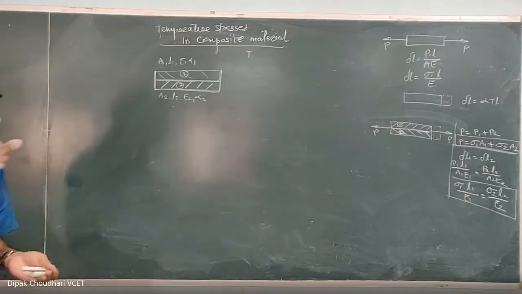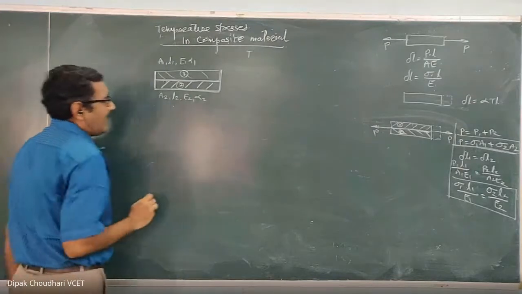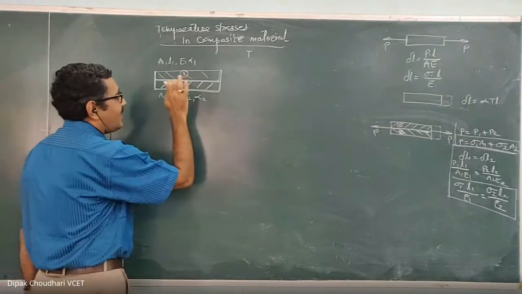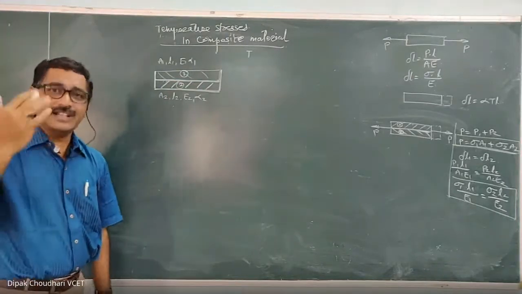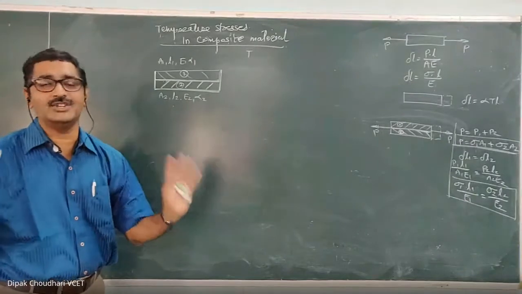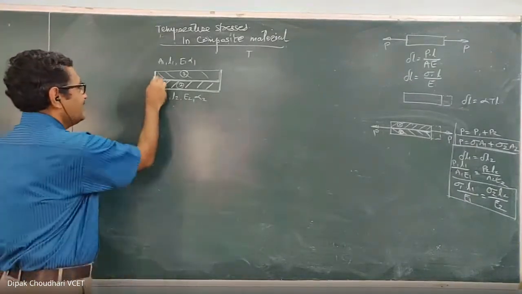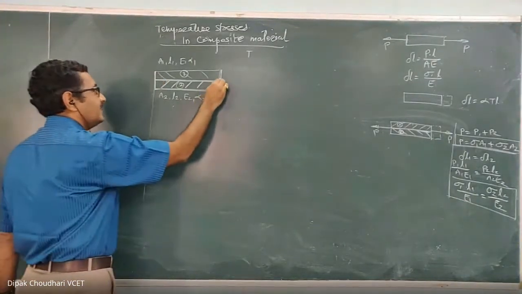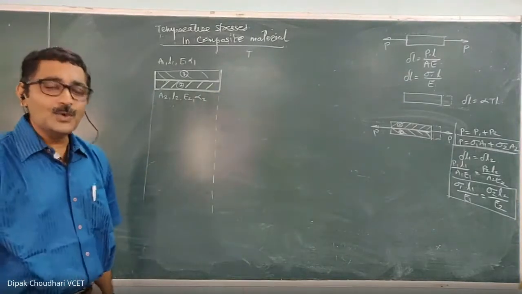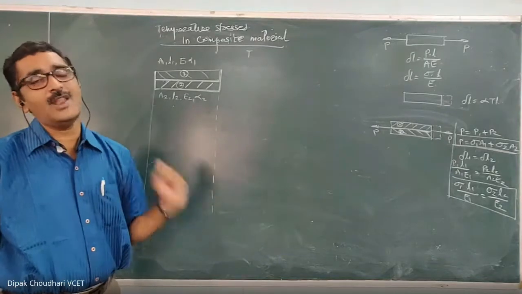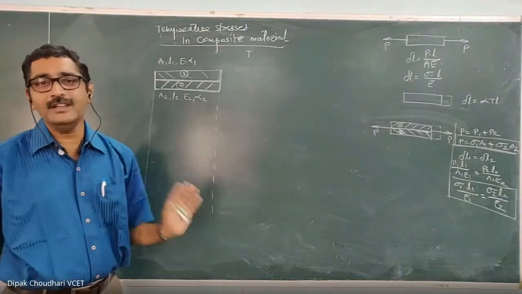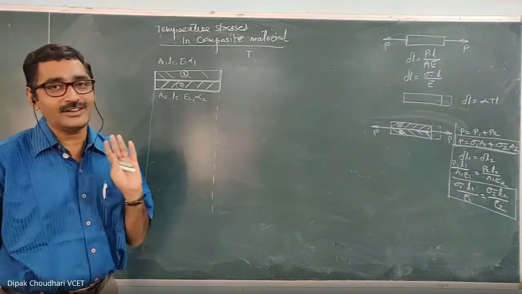Now what will happen? Listen carefully. Let us imagine these two materials are actually rigidly connected, but let us imagine they are free to elongate individually. Here one end is fixed. This is the original length of the material, and now let us assume both the materials are free to elongate. Their deformation or free elongation here is not restricted.